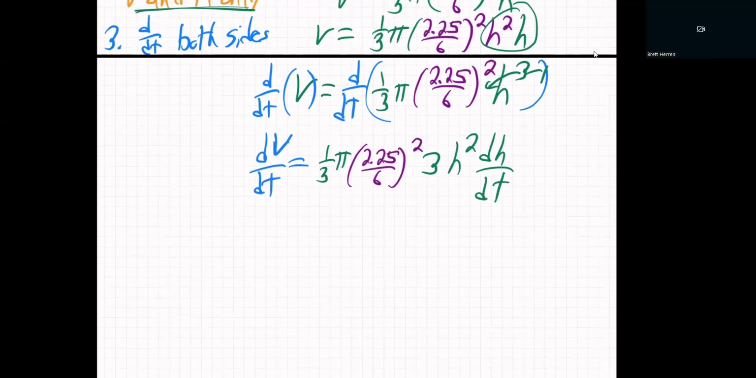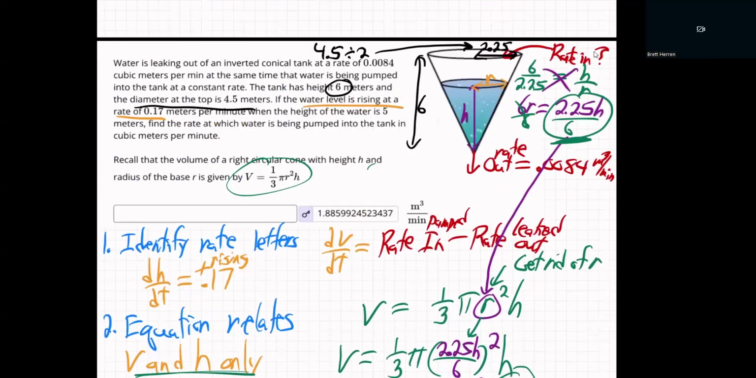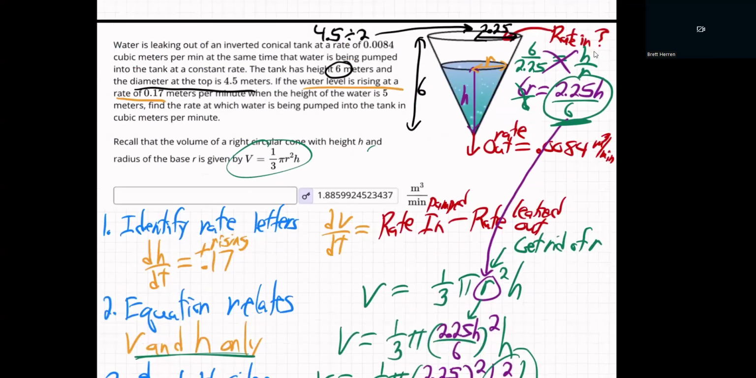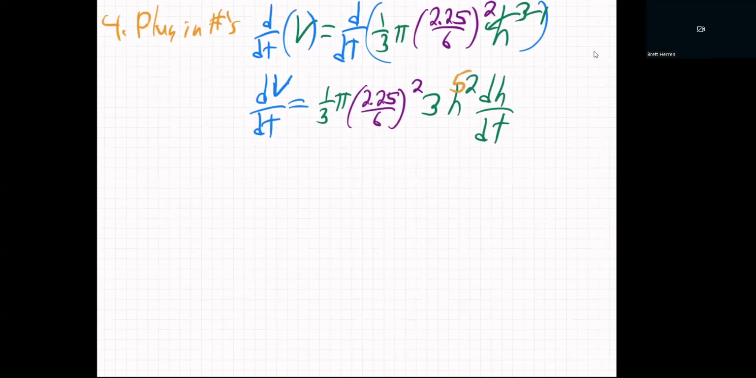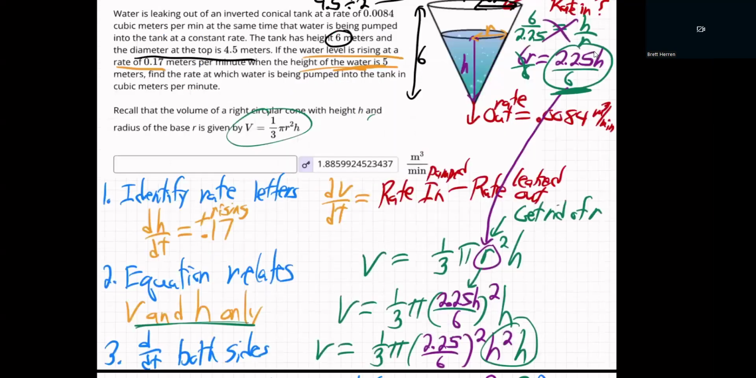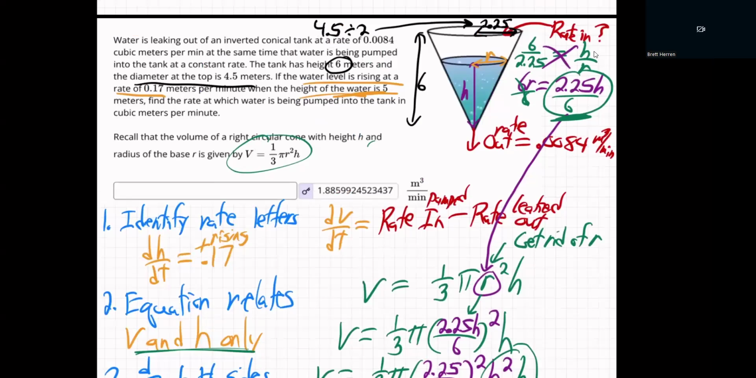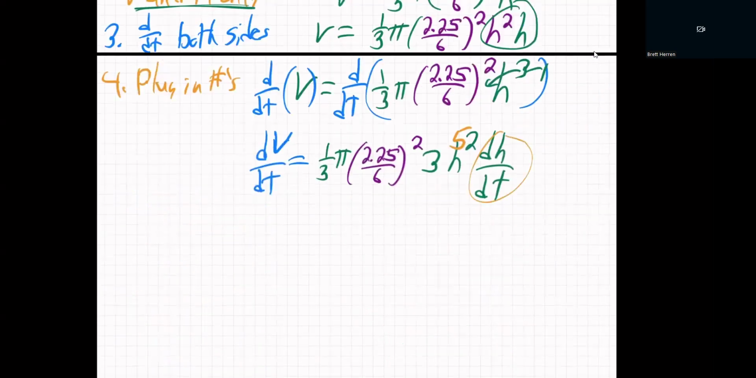So now step 4 is plug in the numbers. Remember, you don't plug in the numbers until after the derivative, because if you plug them in early, the derivative of just plain old numbers is going to be 0. All right, so what do we got? The height of the water is 5. That's the height of the water, not the height of the overall cone, but the height of the water. And dH/dt, it told me somewhere, is 0.17. The water level is rising 0.17. So we get dV/dt equals.